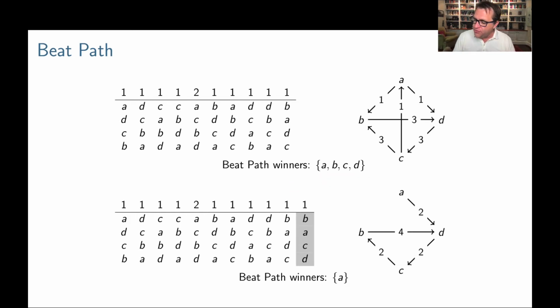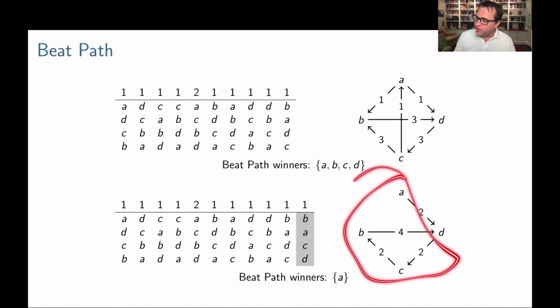Now, a new voter comes in. This new voter enters the election. This voter has B ranked in first place. This will, of course, change the margin graph in the following way. The arrow from A to B goes away because this voter ranks B above A, and here the margin of victory of A over B is 1, so now there's a tie between B and A. And then, the margin from A over D goes to 2 because this voter ranks A over D.